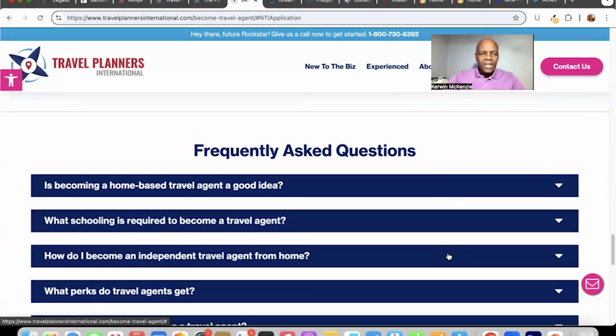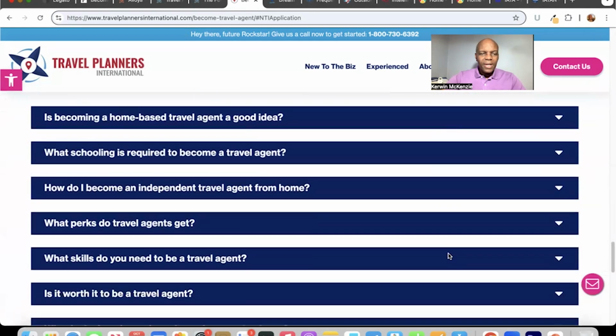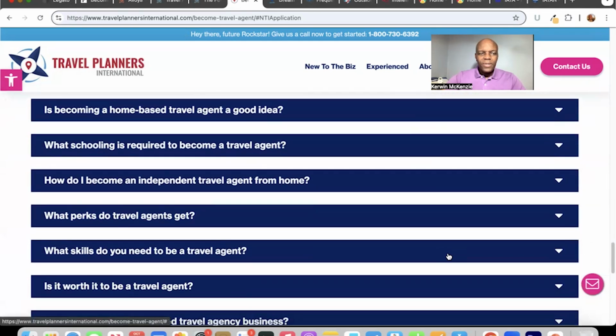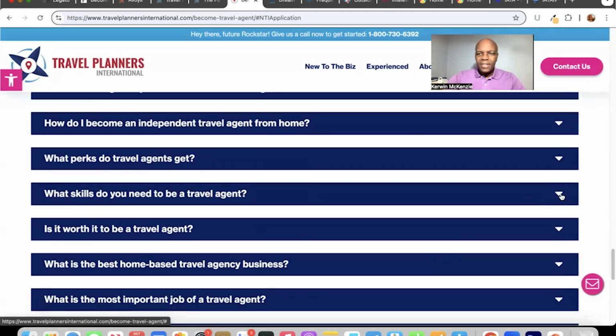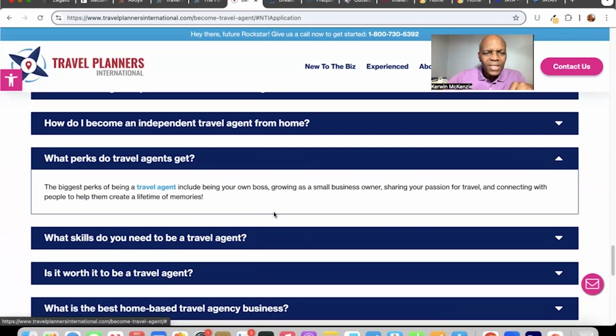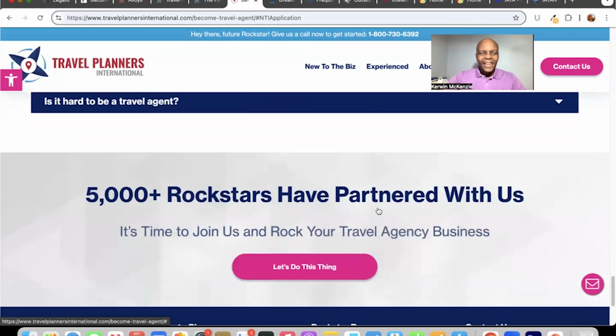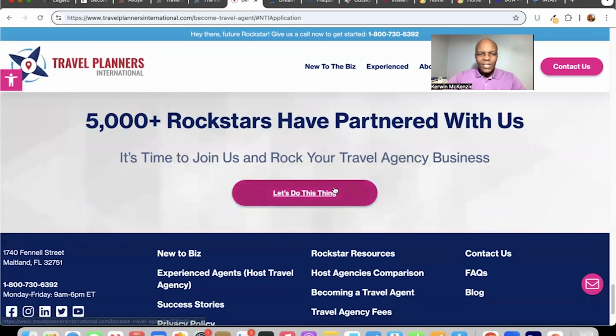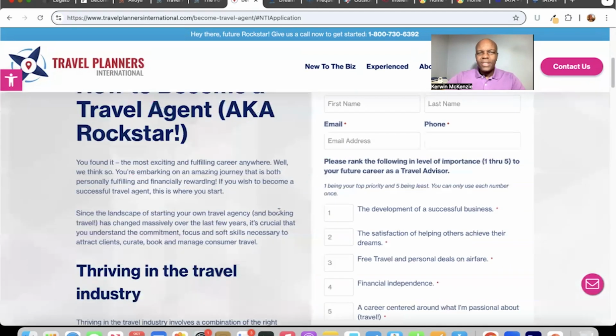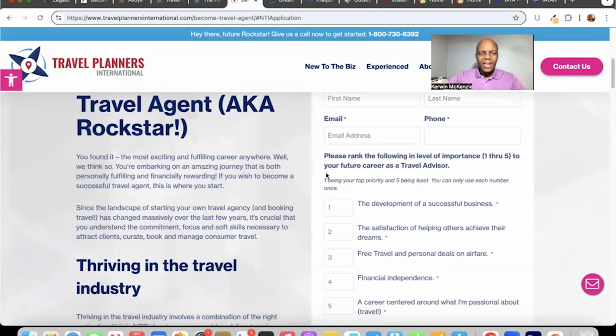So is it a good idea? What schooling is required? How do I become independent from home? What perks do I get? Let's see what they say about perks. The biggest part of being a travel agent includes being your own boss, running a small business owner, blah, blah, blah. So they don't really tell you what perks you get. And then let's do the thing. Let's see where that goes. And that goes back to this page for them to ask you questions on.